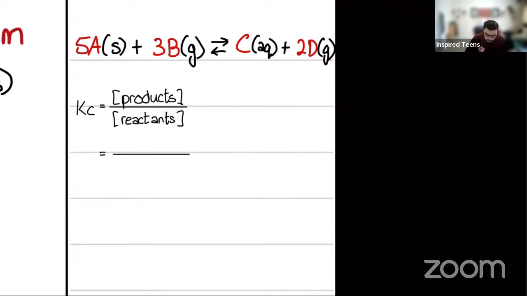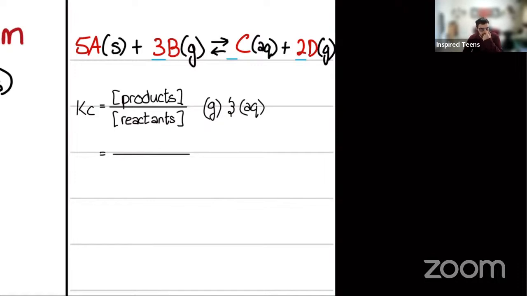But we need to use each molar ratio here: the 3, the 1 in front of the C, and the 2 in front of the D. The 5 we won't consider, I'll tell you why in a bit. In this case, we're only going to consider B, C, and D. Why? Because for Kc, we only consider gas and aqueous. We don't consider any solids.